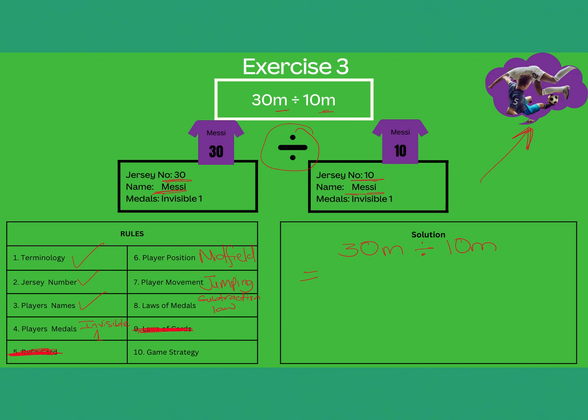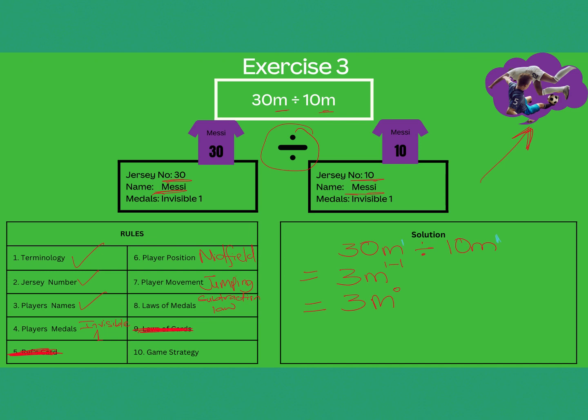Then we start solving the jersey numbers. And 30 divided by 10 is 3. Then we look at the names. Now remember we said we had invisible ones. You must know when to use them, right? And we're going to use them now because we have jumping players. Now when we have jumping players, we have to subtract the medals. So 1 minus 1, which will give us 3, Messi, 0 to the power 0.